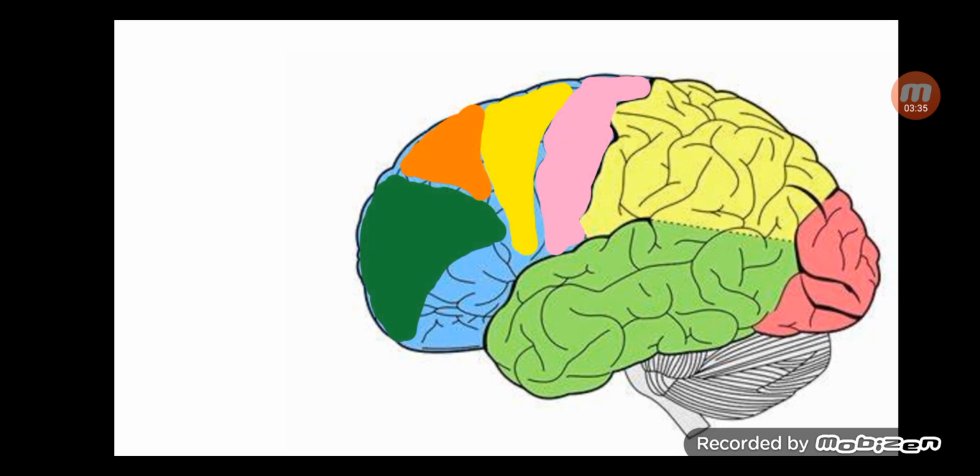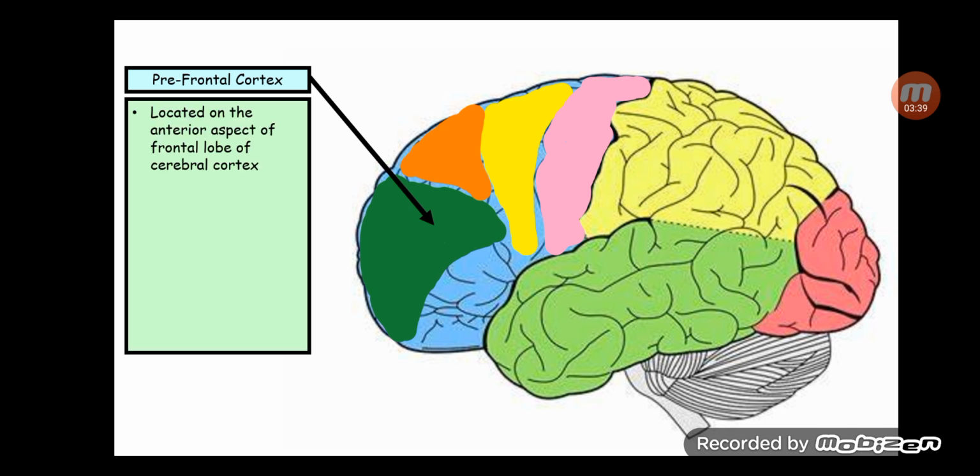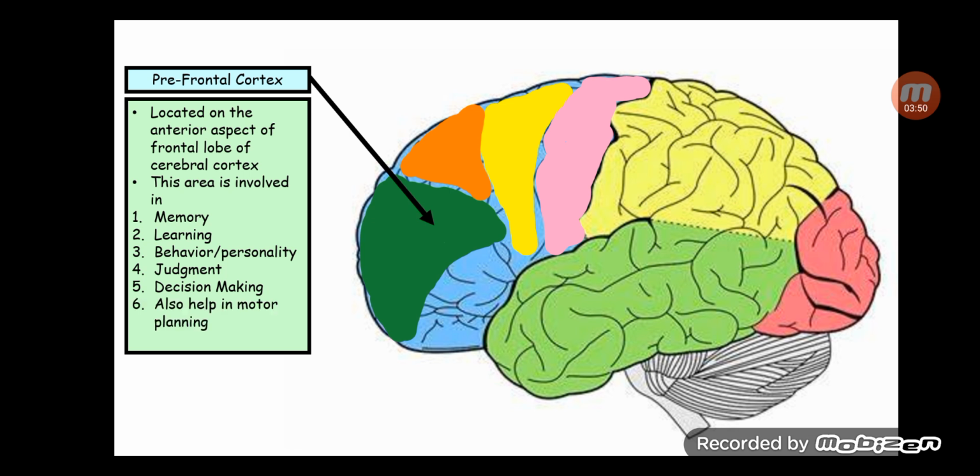The fourth cortical area of frontal lobe of cerebrum is prefrontal cortex. It is located on the anterior aspect of frontal lobe of cerebral cortex, and this area is involved in memory, learning, behavior and personality, and judgment and decision making. It also helps in motor planning.